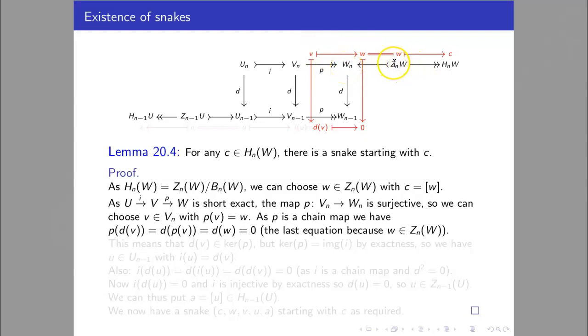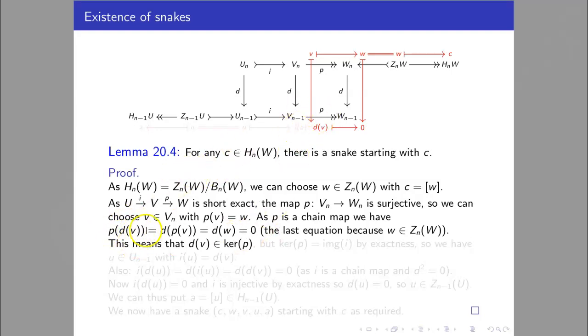It's in this group Z_n W, which is just the kernel of d. So when we do dw, that just gives us 0. Okay, so if we go this way, we get 0. That means that if we go this way, we get 0. Okay, so we're saying that P of dv is the same as d of PV, which is dw, which is 0. Okay, so we've seen that P dv is 0.